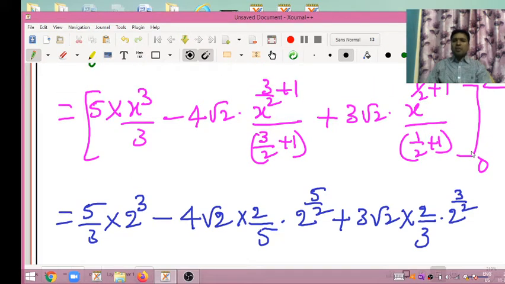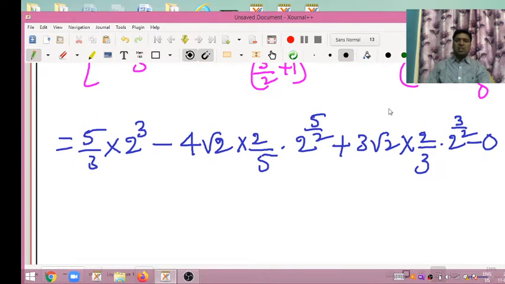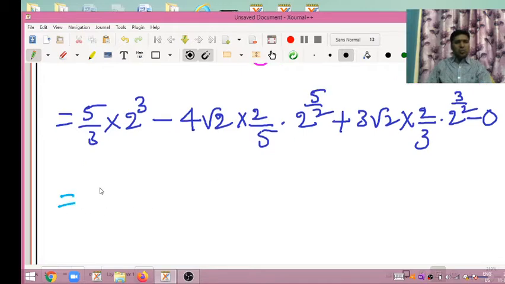Next, for all terms we have to apply the lower limit. So here x is there in the first term, here x is there, here x is there. So that's why for the lower limit every term becomes 0, my dear friends. Now we want to simplify carefully.